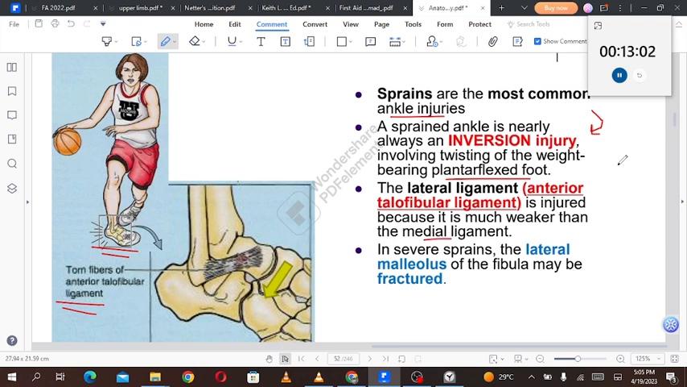It's not heavier, it's weaker. So why is that damaged? Because the anterior talofibular ligament that is present on the lateral side is much weaker than the medial ligament. So it is the most commonly damaged ligament in ankle sprains.